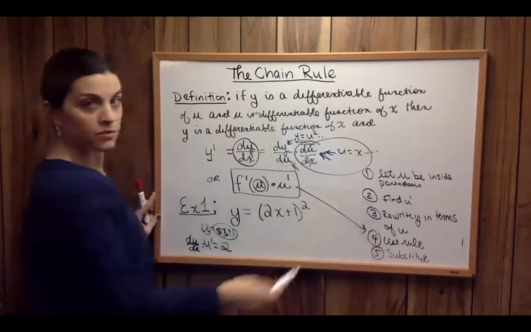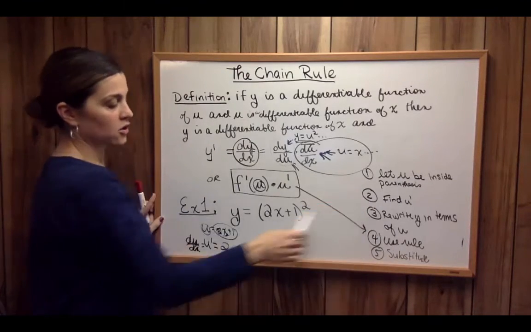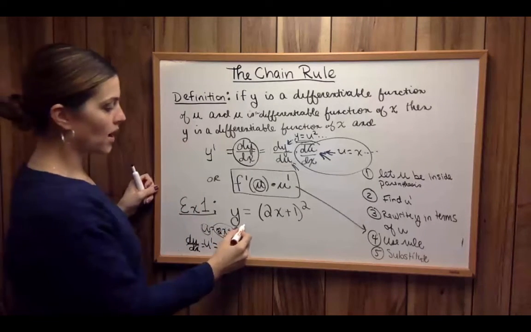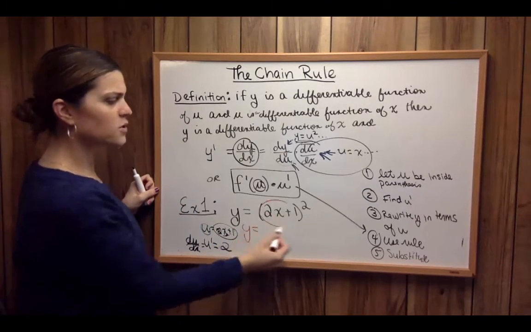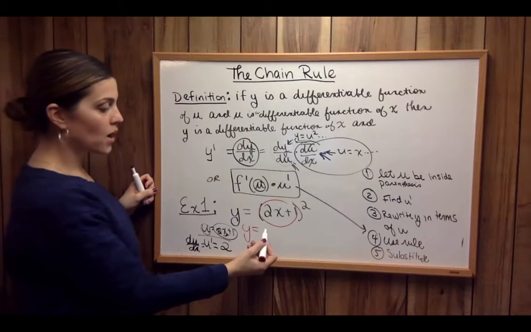Step 1, step 2, right? We just found u prime. Second rule, rewrite y in terms of u. So now I'm going to look at my y, and I'll write this in red. Y is, what was 2x plus 1? Oh, 2x plus 1 was u. So y is u squared.